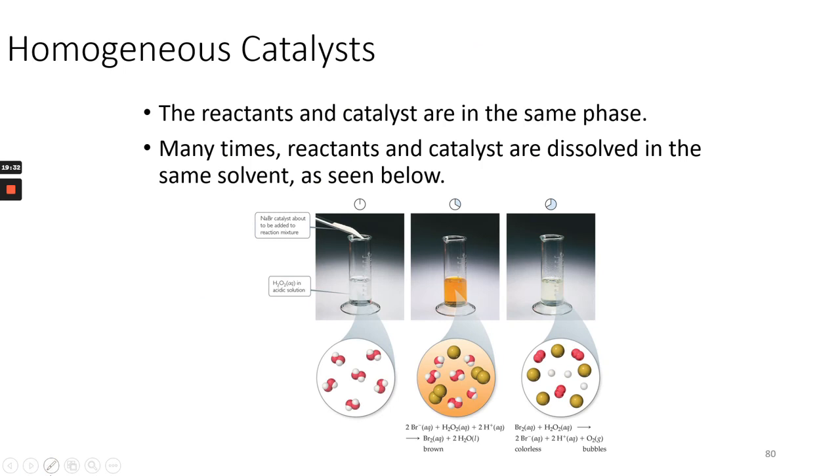So let's talk about homogeneous. Homogeneous means all alike. So if your catalyst is homogeneous, it is in the same phase as your reactants. If your reactants are all gases, your catalyst will be a gas. If you look here, everything is aqueous. So this is a homogeneous catalyst. When you have a homogeneous catalyst, it is a little tougher to separate the catalyst out because they are all in the same state.